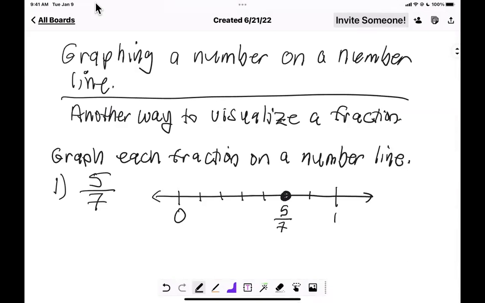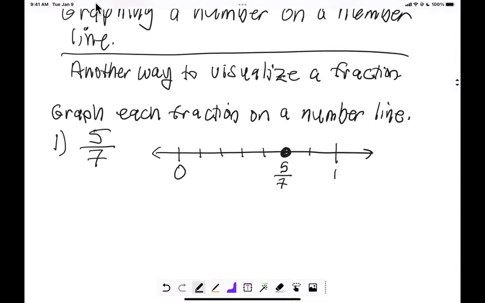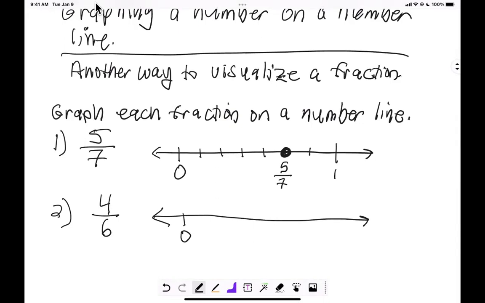Let's do one more like that. Number 2. How about 4/6, which is not simplified, but that's all right. We're not there yet. Don't worry, we will be. So 4/6 is also less than 1. But instead of 7 pieces, my whole is 6. So I'm going to do 6 pieces.